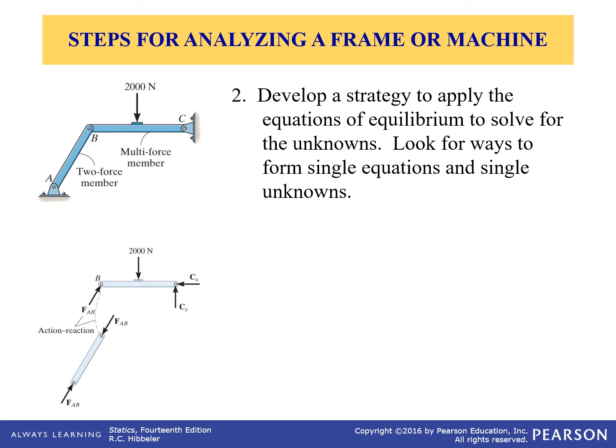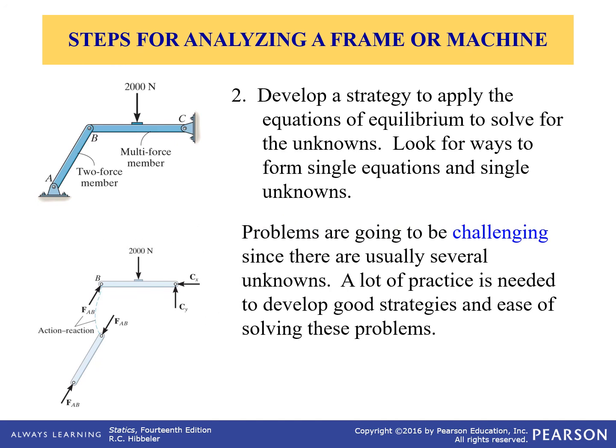Right? Once I had that, I could break FAB into its X and Y components. The X piece of FAB would be equal and opposite to CX, and then the 2,000 newtons and the Y piece of FAB, the difference between those two, would give us the CY piece. So that's how you do that particular problem.